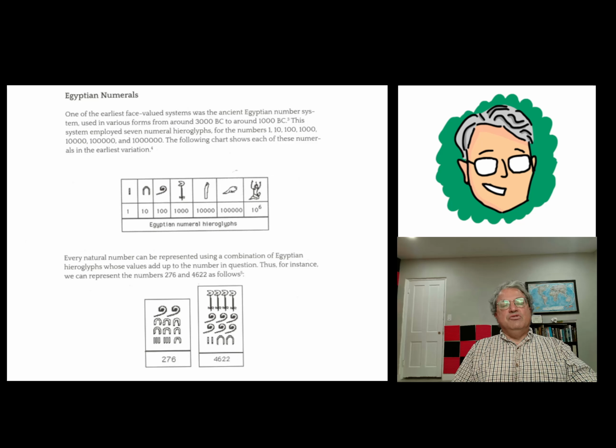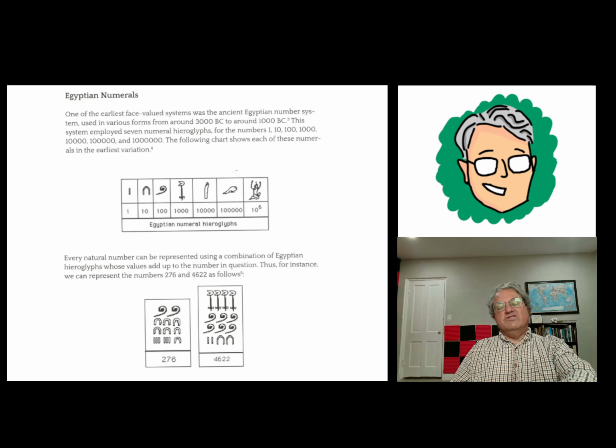4,622. This has 4 arrows. Each one of those is 1,000, so that's 4,000. Then there's 6 coiled ropes, so that's 600. And then there's 2 horseshoes. Notice we are drawing the horseshoes to the right here. We could have drawn them to the left, but they're on the bottom line, so that's 20. And then there's 2 vertical lines representing 2.